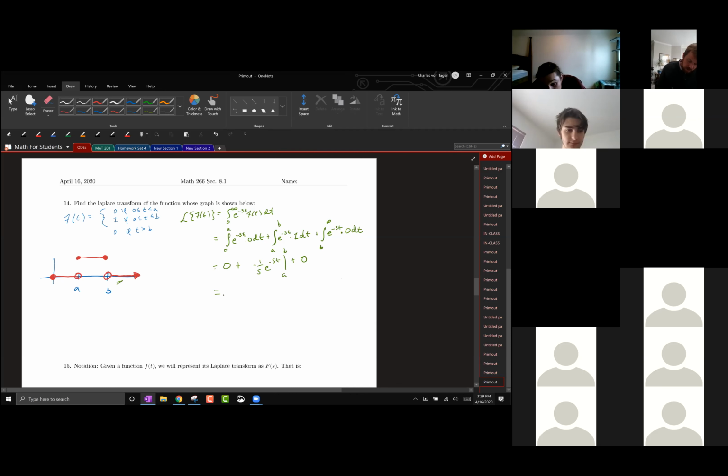So what's our solution? Our solution would be minus 1 over s e to the minus bs, plus 1 over s e to the minus as.